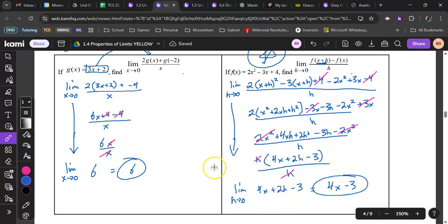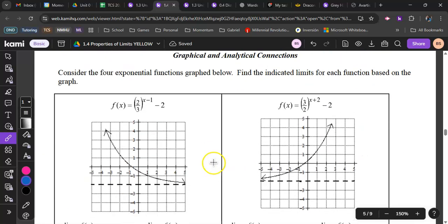All right, guys. We can do it. Let's go. Consider the 4 exponential graphs below. Find the indicated limits for each function based on the graph.